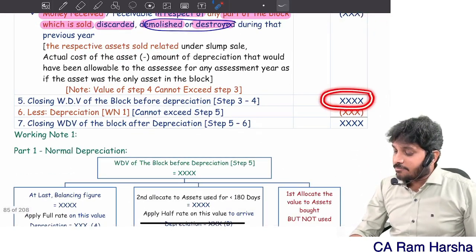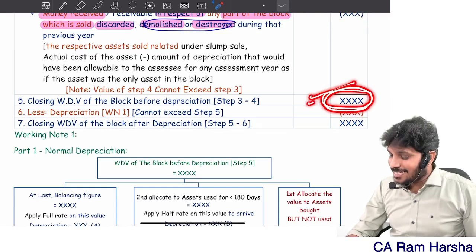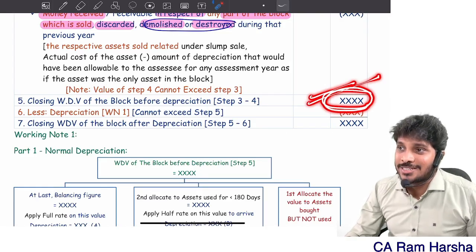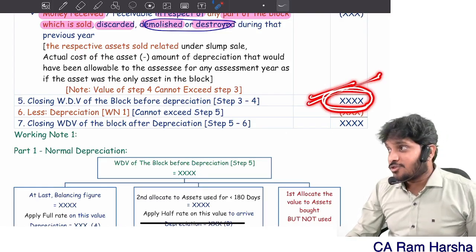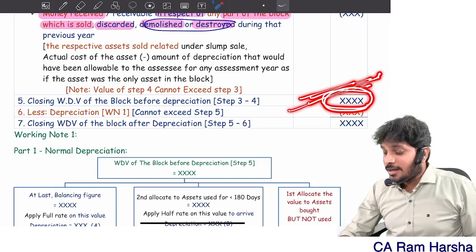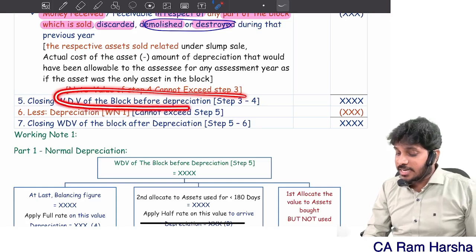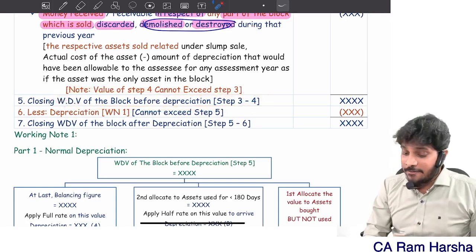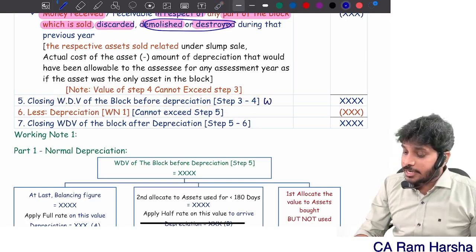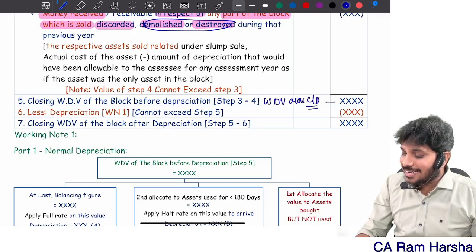Now you will get some value. On this value, you should calculate depreciation. What is that value? That is called the written down value. Written down value as on the closing date. What is it called? Written down value as on closing date.